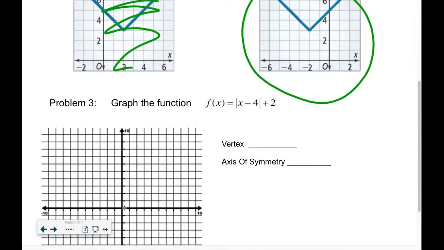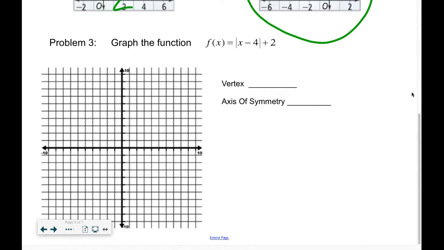Alright. Questions so far? Okay. We're going to graph f of x equals the absolute value of x minus 4, plus 2. First, you're going to tell me what's going on. What does that minus 4 mean? Right 4. And then what does the 2 mean? Up 2.